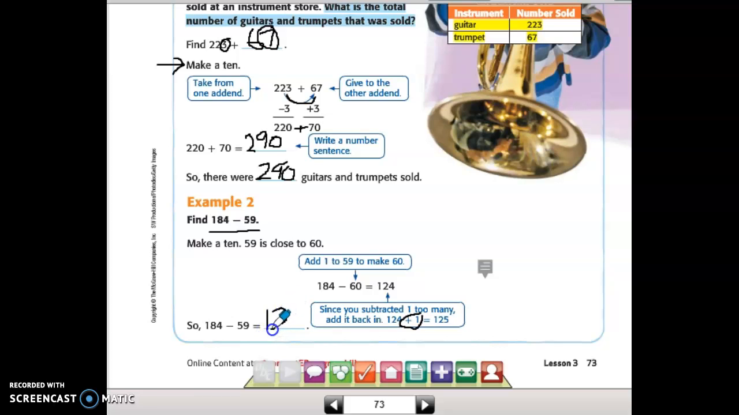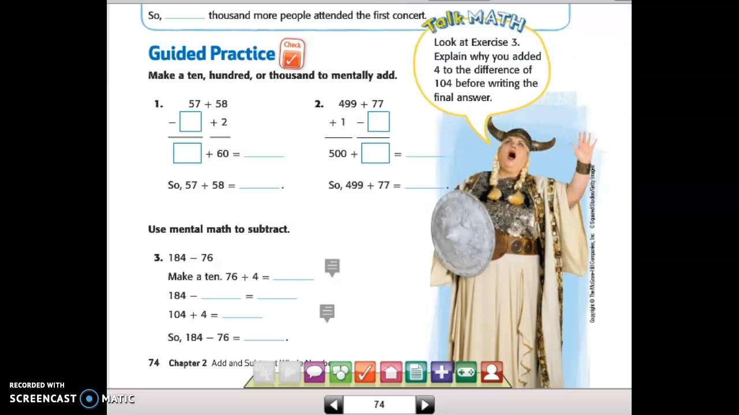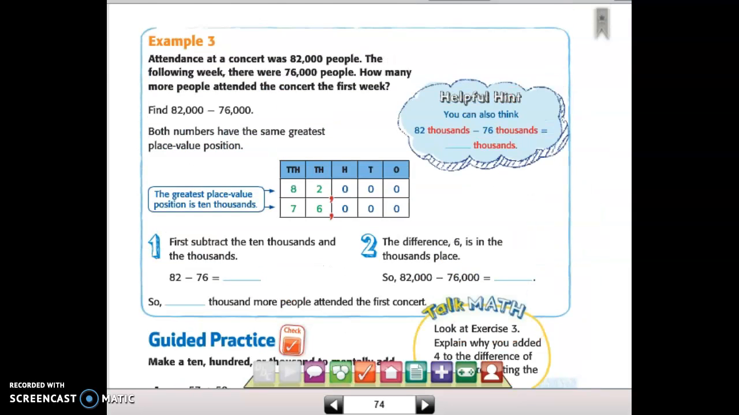And again, if you practice this, it will get faster and easier than doing the equation. But you have to make it a good effort and a good faith effort to practice.